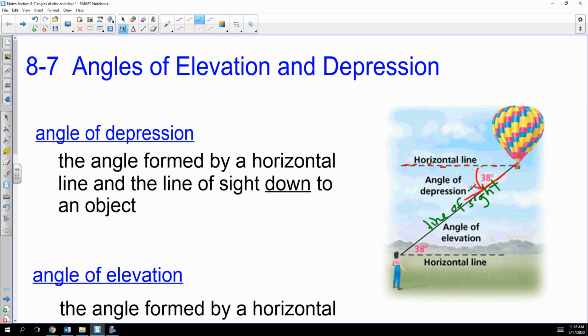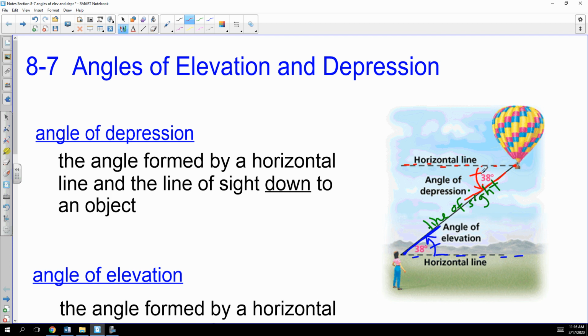And the angle of elevation is when your friend is down on the ground and he or she looks up at you in the hot air balloon. And notice that your horizontal lines are parallel. So remember that alternate interior angles are congruent. So that's why those angles are the same measure.